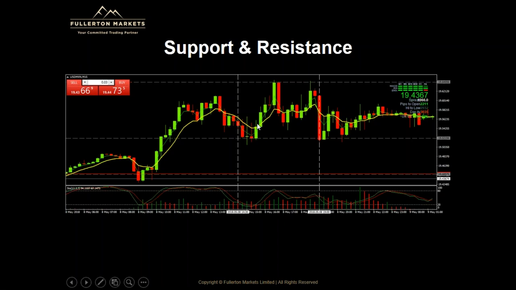So if I make a buy in here somewhere, I know where the price is going to go. At least as a minimum, it's going to go back to a previous price point. So that gives me something to aim for when I make a trade. So support and resistance is very, very important.